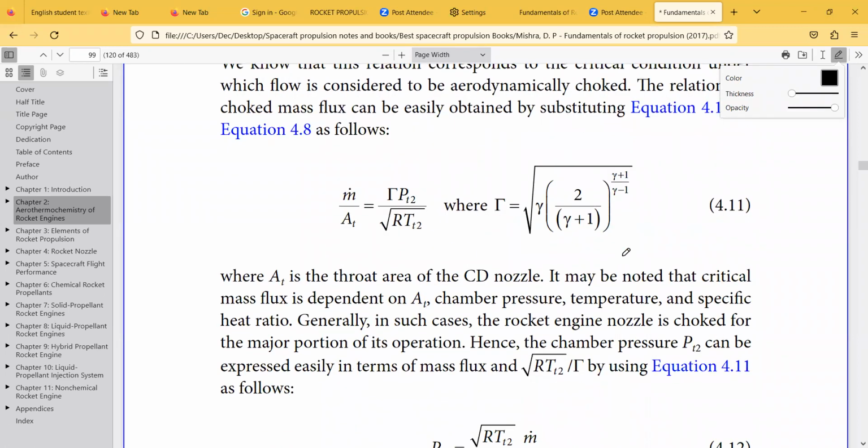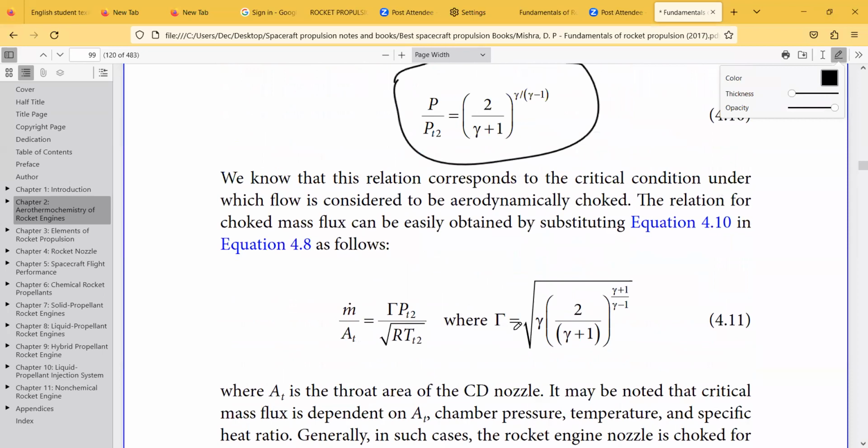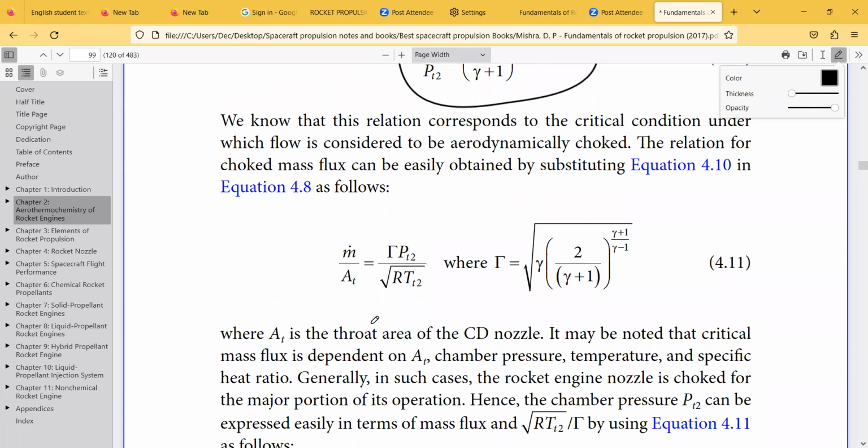Okay, so this is m dot over the throat area. This is actually the throat condition. AT means throat area. So why are we considering the throat area? In that region, that is a critical position. Throat is one of the critical positions in our discussion, where the flow is considered to be aerodynamically choked. So this is where the choking will take place.